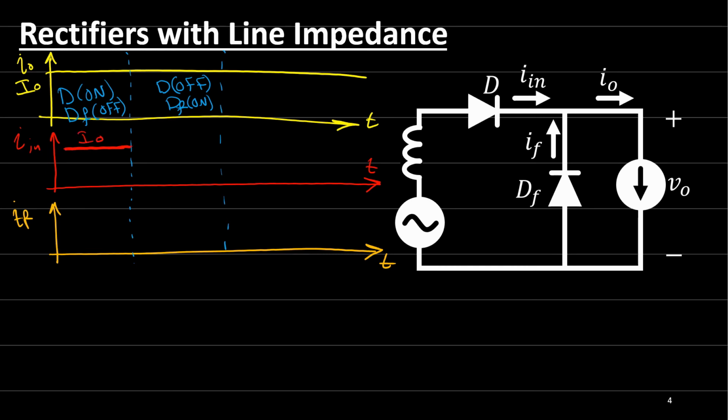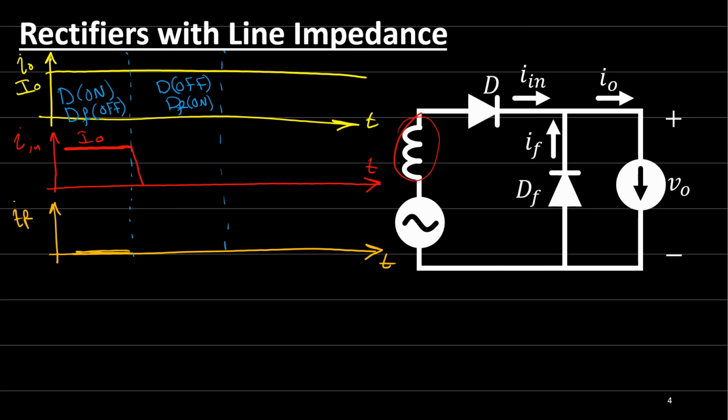Now, at this point, we have a transition. The voltage across diode 1 became 0, so diode 1 must be off. But because we have current inside the line impedance, inside this inductor, the current will take time to move from I out to the 0 value. Same thing will happen in the freewheeling diode current.